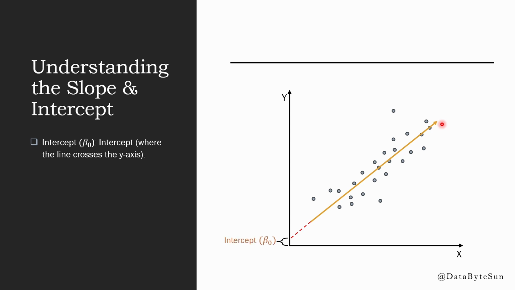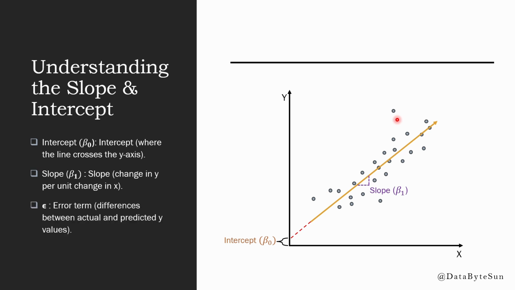Now let us look at the slope, or beta 1. The slope tells us how steep the line is. It shows us how much y, our prediction, changes for each step we move in x. If beta 1 is positive, our line slopes upward, meaning y goes up as x goes up. If beta 1 is negative, the line slopes downward, meaning y decreases as x increases.